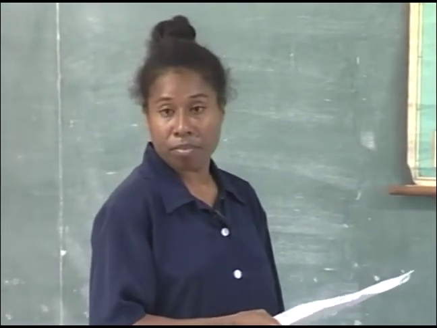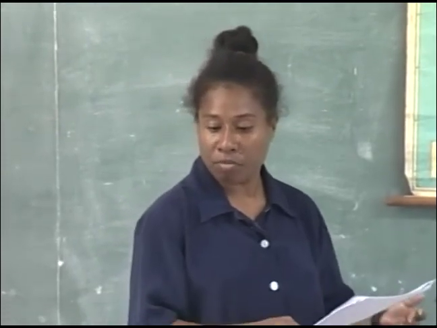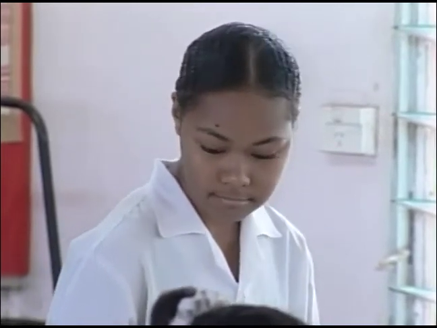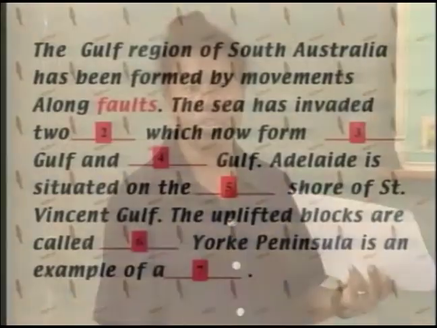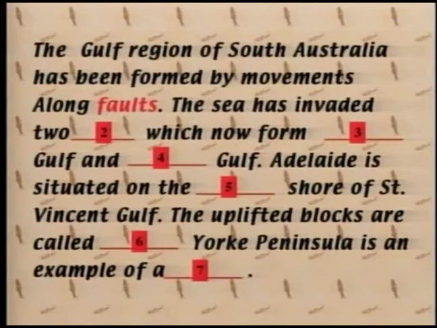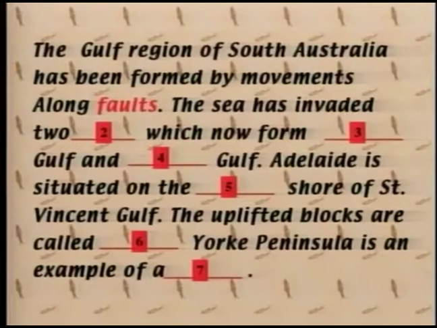Okay, the Gulf region of South Australia has been formed by movements along, what word should go there, Silo? Faults. Faults is correct. Okay, we check. Make your corrections. The next one, the sea has invaded to, what word should go then? Down-faulted sections. Okay, if you had down-faulted section, you can give yourself a tick. Any other possibility instead of down-faulted section? Down-faulted section is correct. What could be other possible words that we can also put in the blank space number 2?